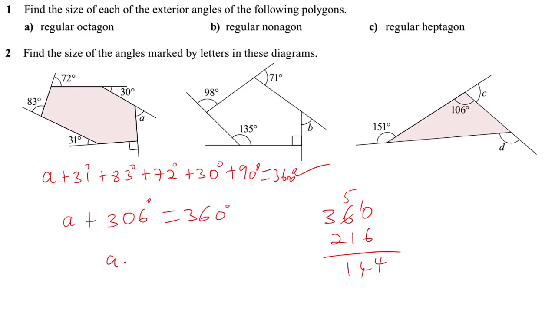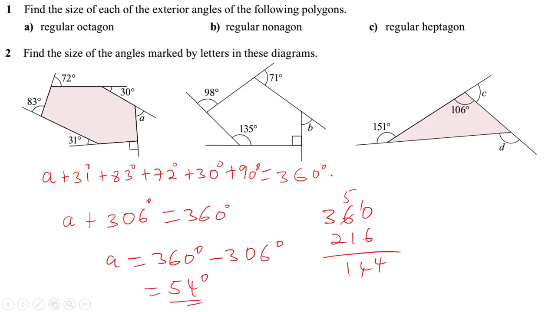Okay, so if I got A is going to be 360, and we do the opposite. You take away that one, and the answer is going to be 54 degrees. Okay, so the answer is 54 degrees on that. So again, all you need to do is to add them and say that the answer equals 360, and then just start doing the opposite after simplifying. Okay, so that's the answer to question A.